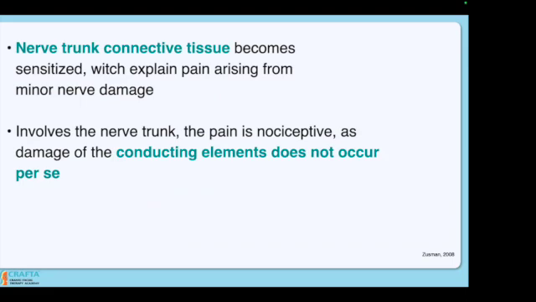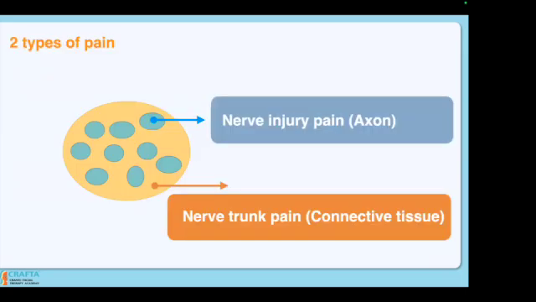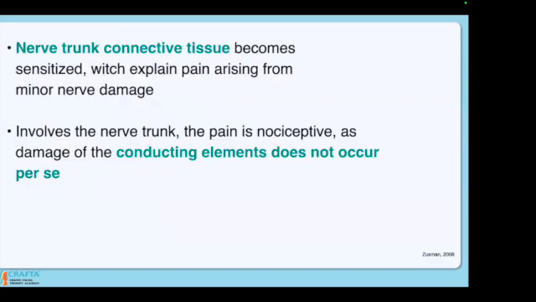The pain could be nociceptive, and also the conduction elements in this case do not occur as a problem. So what do I mean with these two bullets? The action is still okay, what we can see in this previous slide, the blue area, but it is a typical nerve trunk pain. So that's a big difference when we talk about this classification.